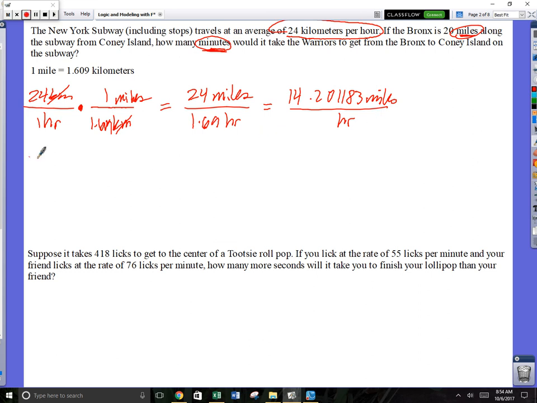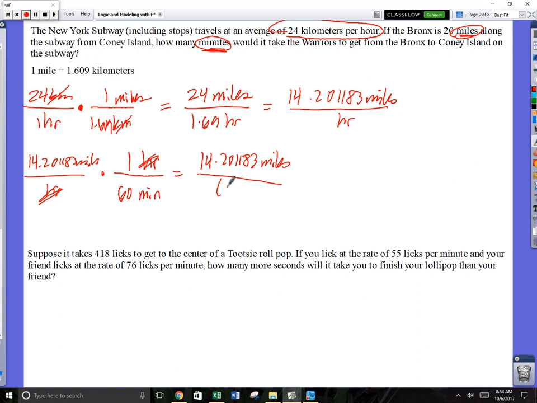So I'm gonna take this 14.201183 miles per hour, and I'm going to convert that to minutes. So I'm going to times that. I'm going to go hour on top and minutes on bottom. Okay, and we're going to use the rate 1 hour is equal to 60 minutes. So let's times that, times your tops. Hour divides hour. So you got 14.201183 miles in 60 minutes. Okay, now on my calculator, I'm going to divide that. I'm going to do 14 divided by 60.